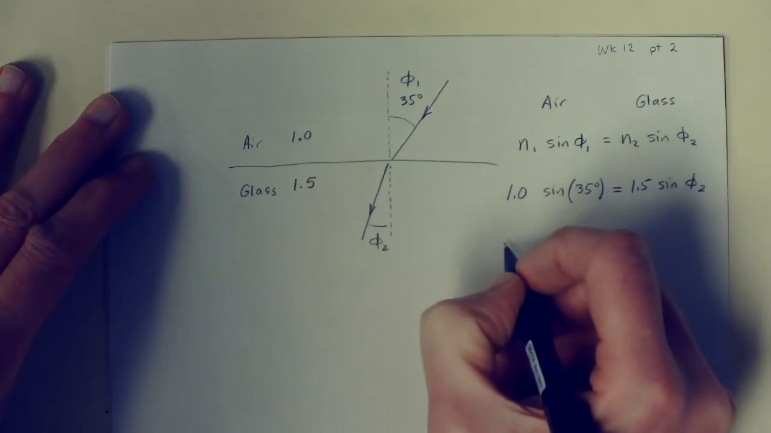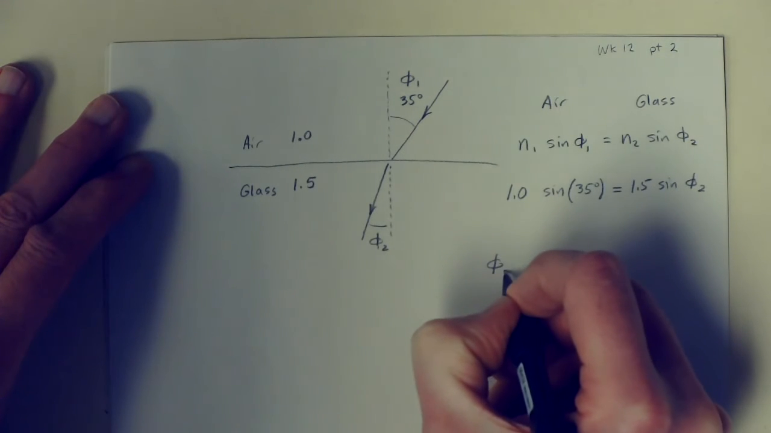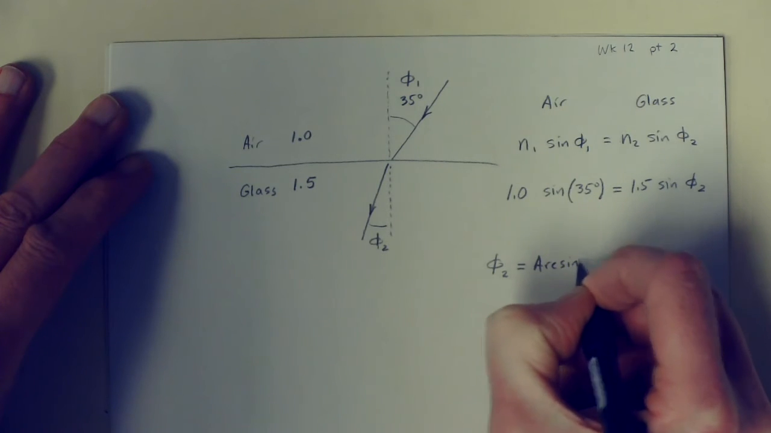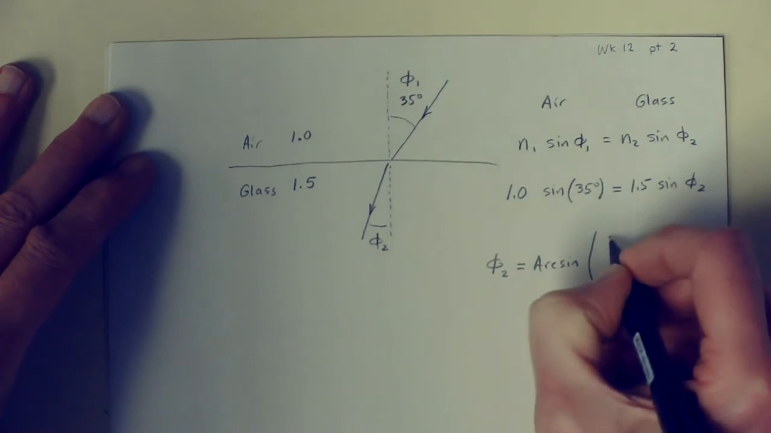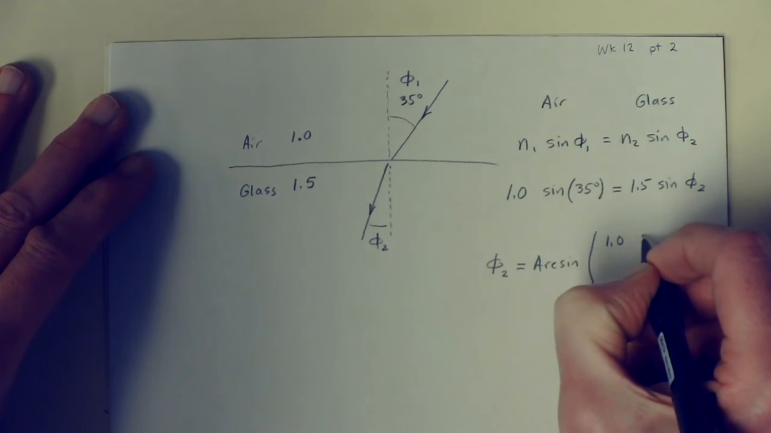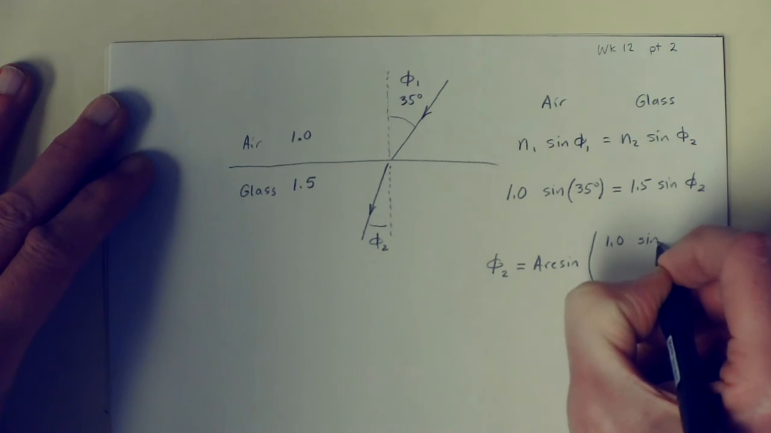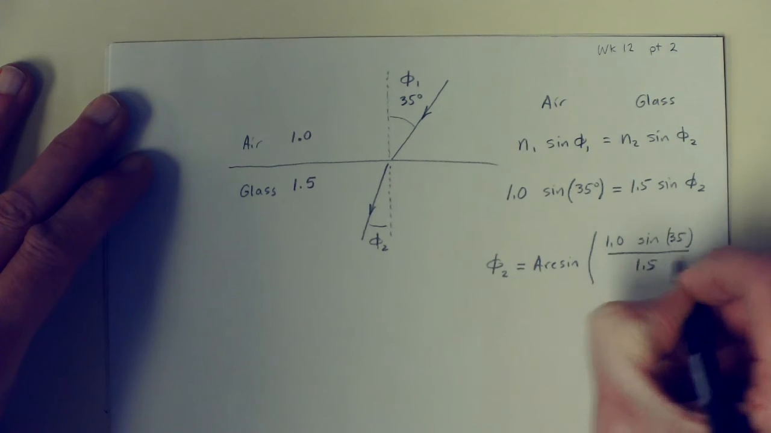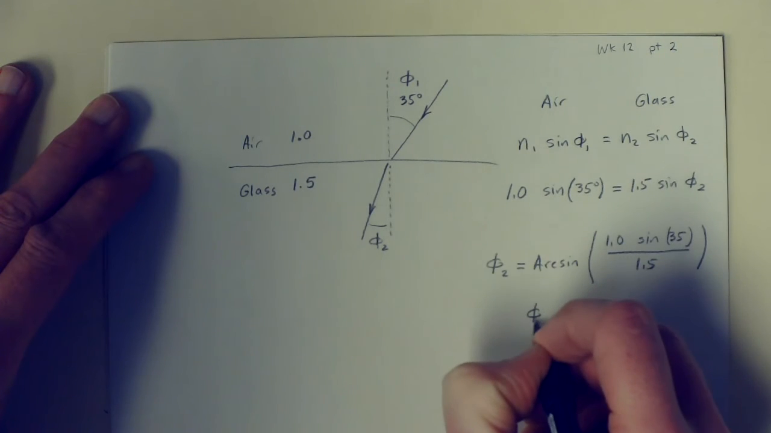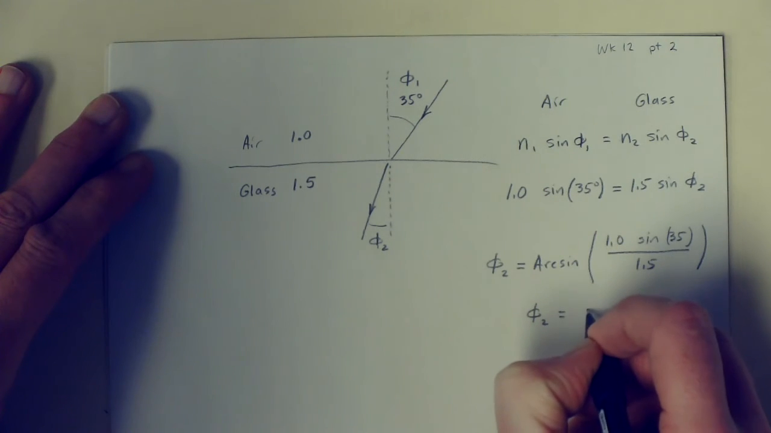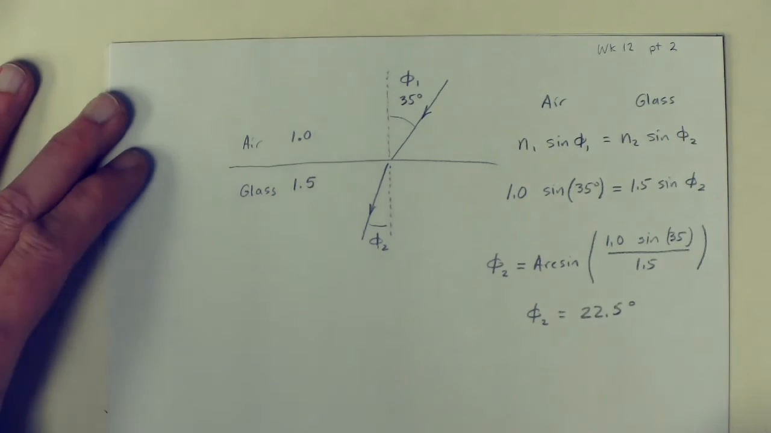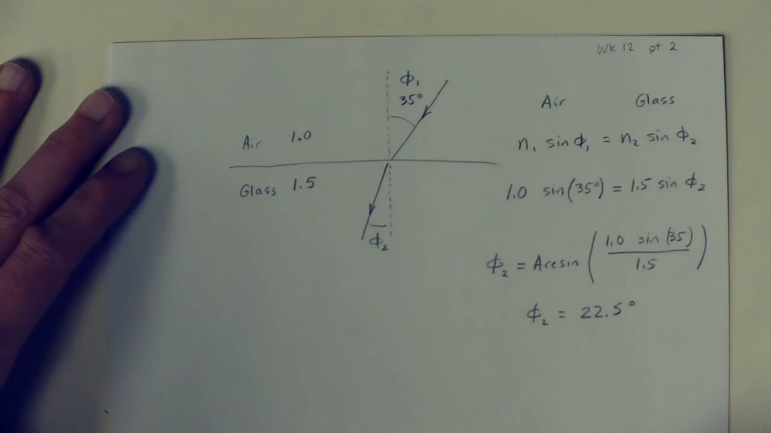You can do the math and rearrange this. I'll let you figure all that out. It's the arc sine of 1.0 times the sine of 35 divided by 1.5. And that comes out to be 22.5 degrees. So that's our answer.